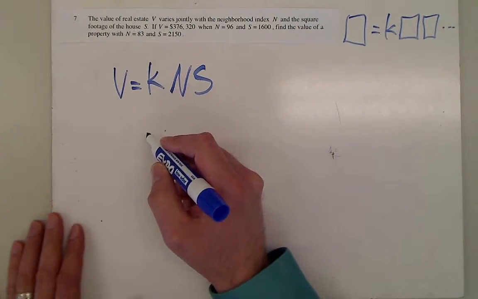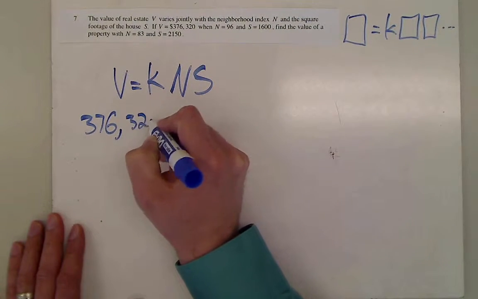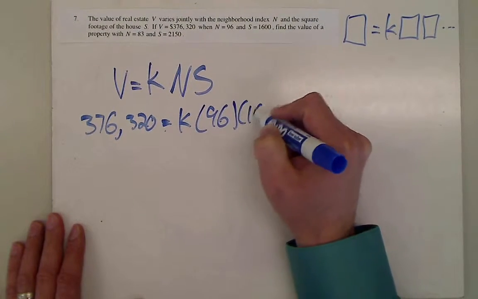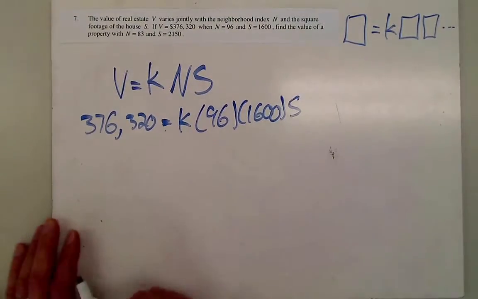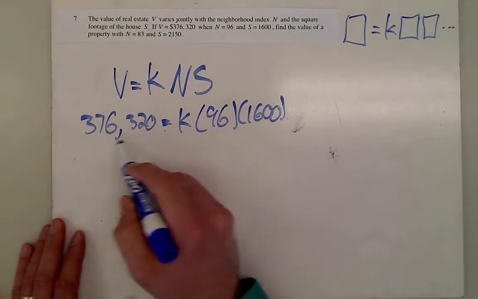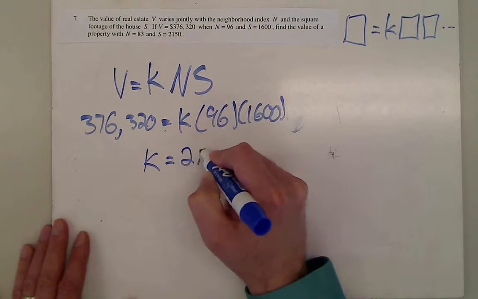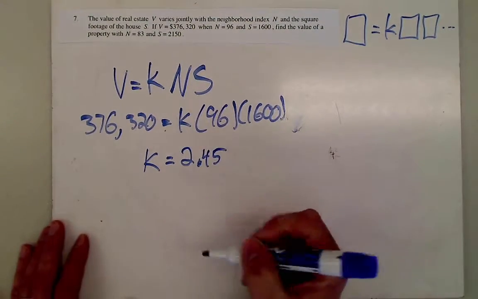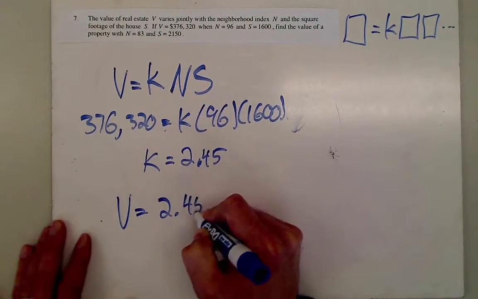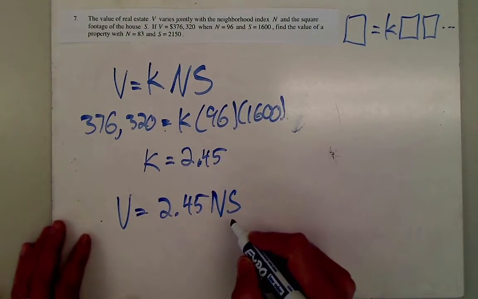They give us some values to find k. 376,320 equals k times 96 for N and 1600 for S. If you multiply together these two numbers, divide this number by that result, you will get 2.45. Write your variation equation. So V equals 2.45 NS.